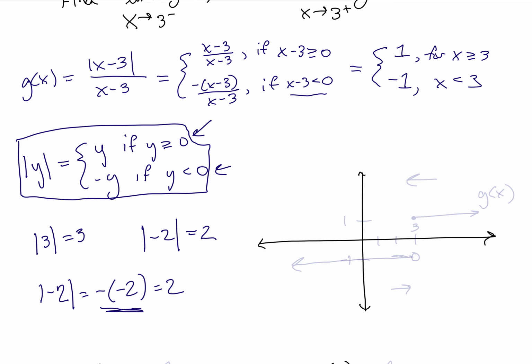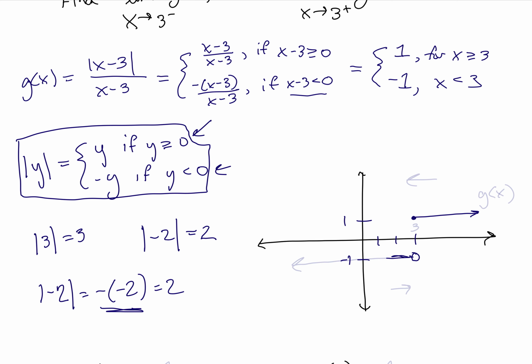So now we can graph this function g of x, and we see that 1, 2, 3, when x is greater than or equal to positive 3, we have an output of positive 1. And when x is less than positive 3, we have an output of negative 1. So positive 1, negative 1. Here we have an open circle because the function is not actually at that point.